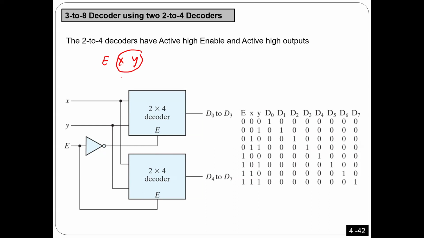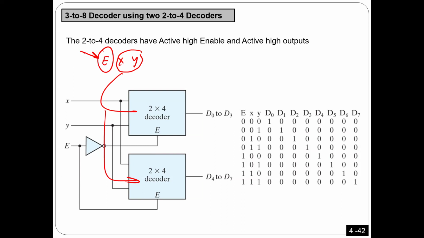I'm gonna connect X and Y here and also here, as you see here. So that means the same number X and Y is gonna be applied in both of them. And then I will use this one, E, to only enable one of them. Okay.